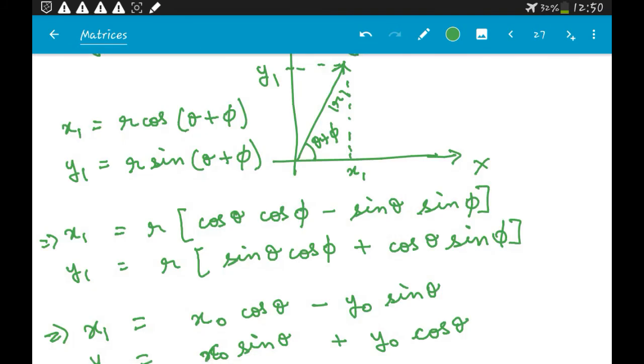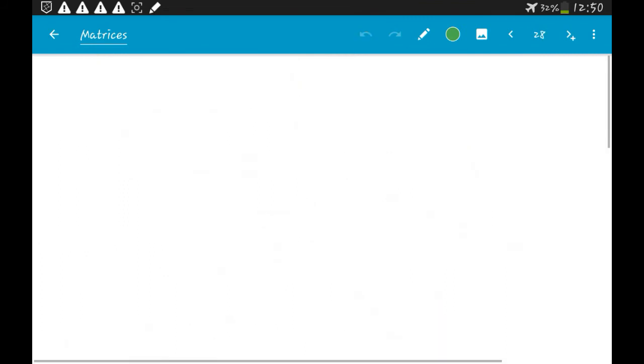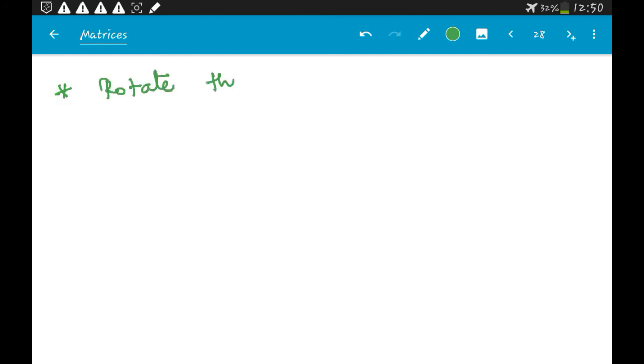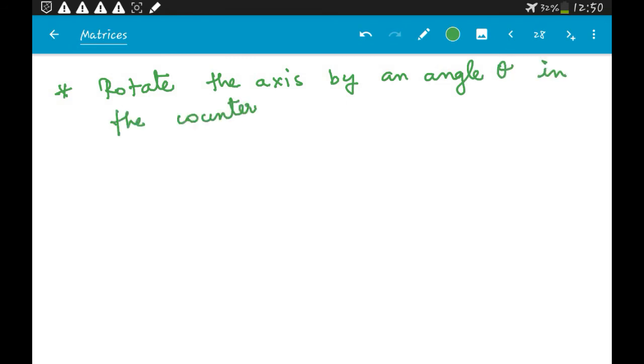We'll look at one more example, and in this case we will rotate the axis itself, by an angle theta in the counterclockwise direction.